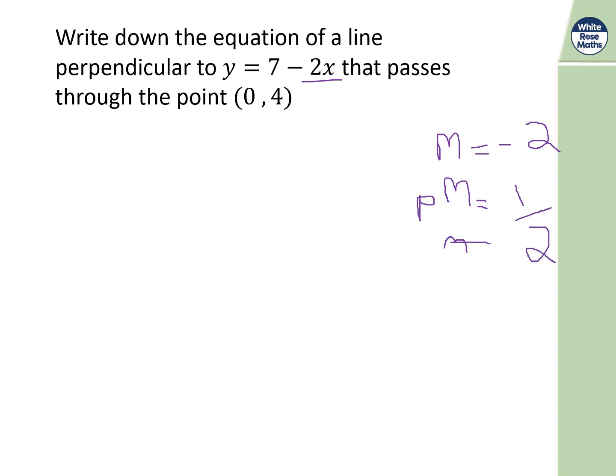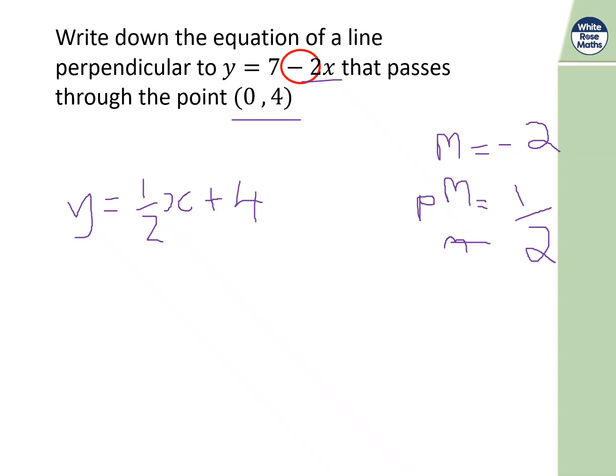It's the negative reciprocal. So you flip it and then you change it into a negative or positive depending on what the sign is. It passes through the point (0, 4), so the answer will be y is equal to a half x, or 0.5x, plus 4. So y is equal to a half x, or x over 2, or 0.5x, plus 4. That's my final answer.